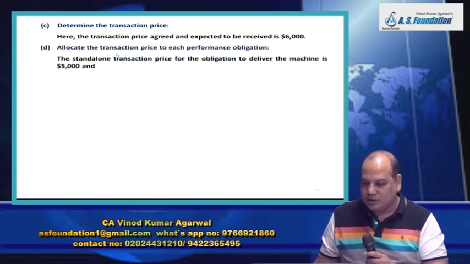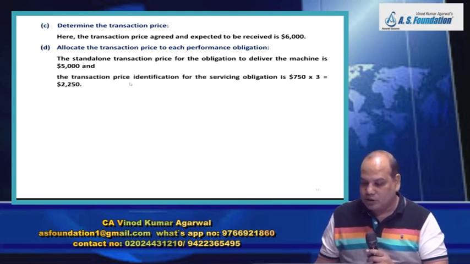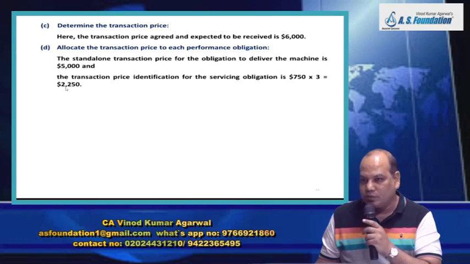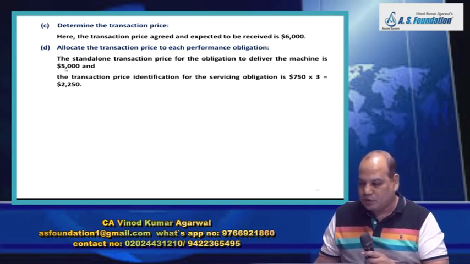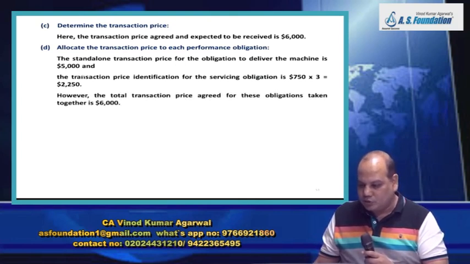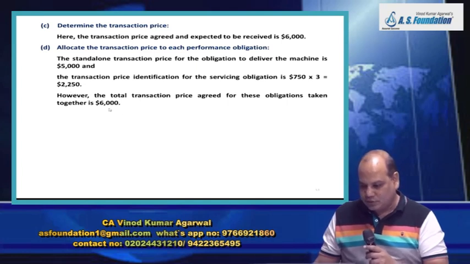Next task is critical. Allocate the transaction price to each performance obligation. The standalone value of the machine is $5,000 and the standalone value for the service obligation is $750 into 3, that is $2,250. Now 5,000 and 2,250. In that ratio, we will apportion the $6,000 transaction price.